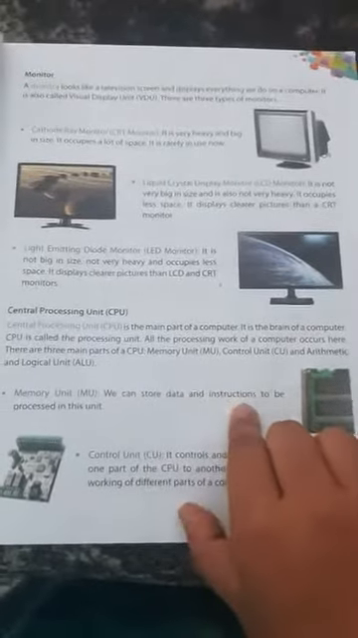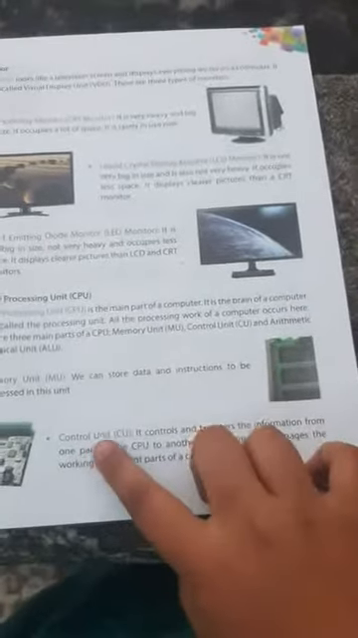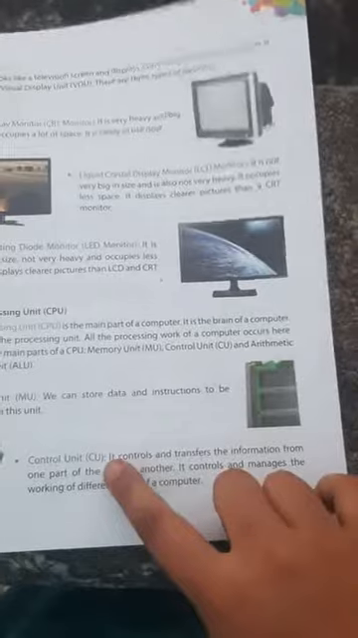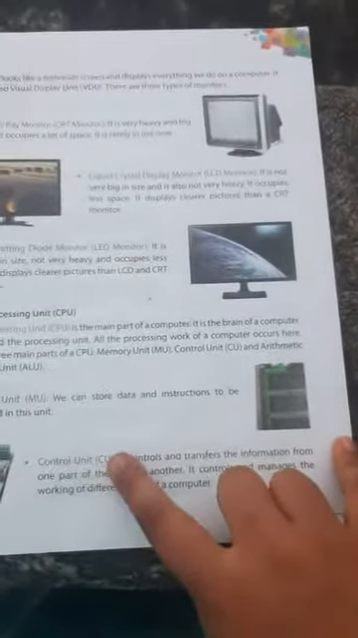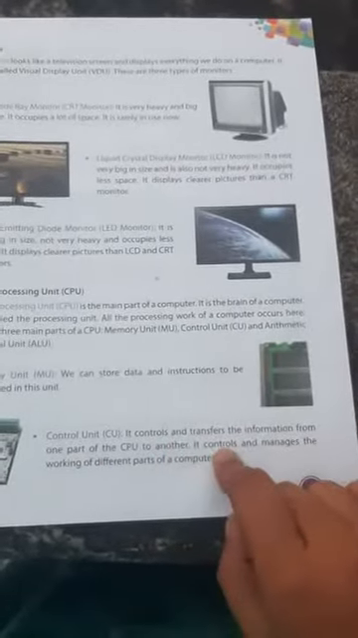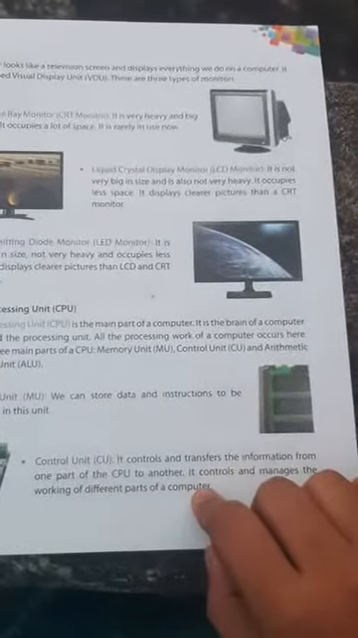Number one is the memory unit or MU. What happens in the MU? We can store data and instructions that are to be processed in this unit. Number two, the control unit. The control unit inside the CPU controls and transfers information from one part of the CPU to another. It controls and manages the working of different parts of a computer.